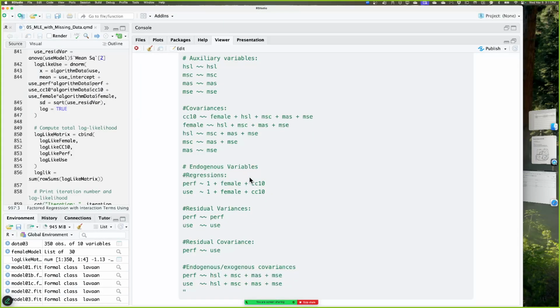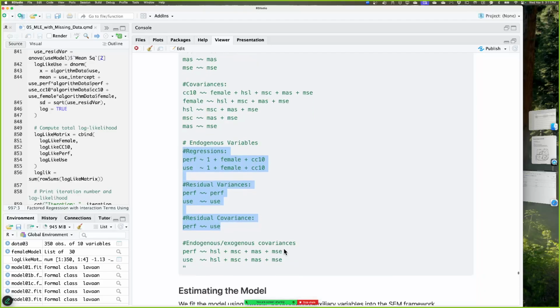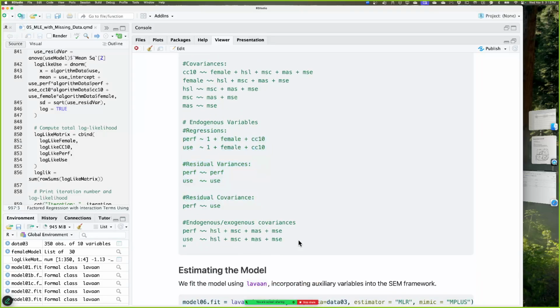Then the rest of the model is mostly the same, right? We have our regressions that haven't changed, our residual variances haven't changed, and our residual covariance hasn't changed. But now we need the covariance between our endogenous variables and our exogenous covariances, right? Our new exogenous variable. So this is what shows up.